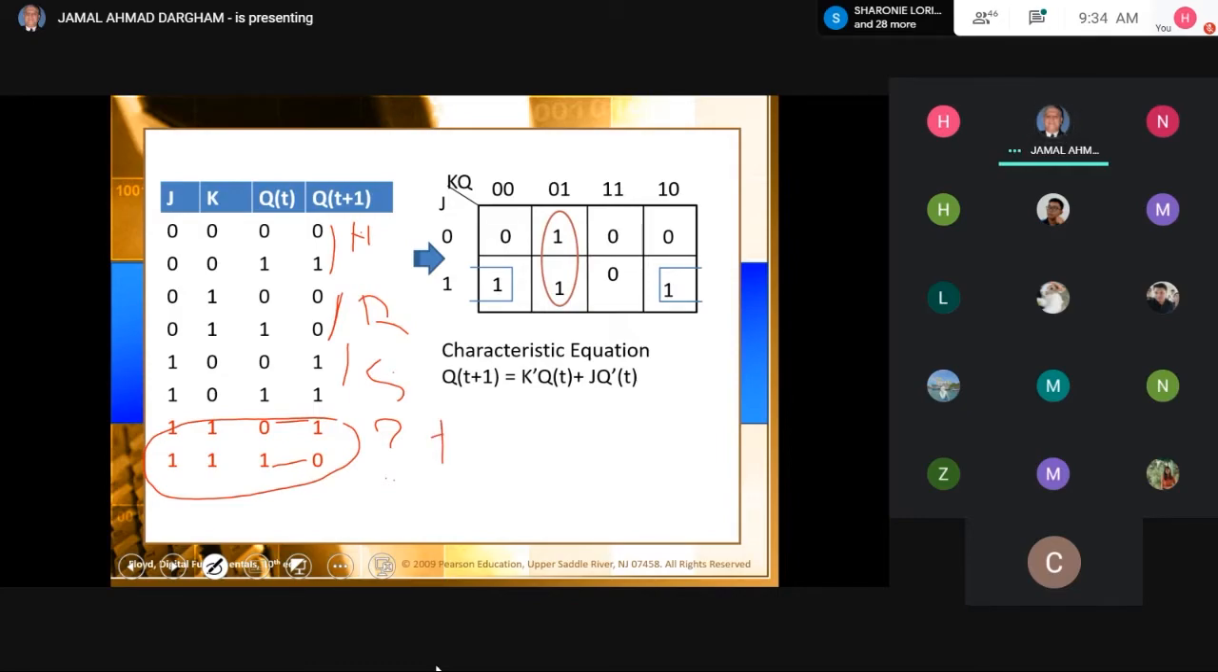Based on this truth table, I can use a K-map, put this one here, and I will get this equation. I have two groups, this one and this one. So the characteristic equation, you can write it as Q plus equals K bar Q plus J Q bar.